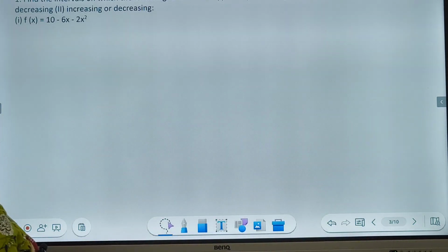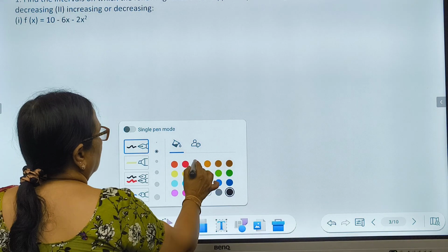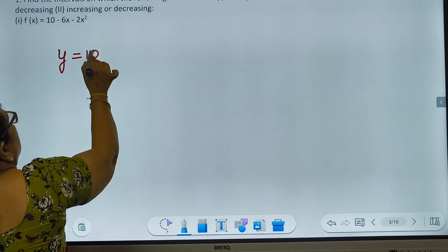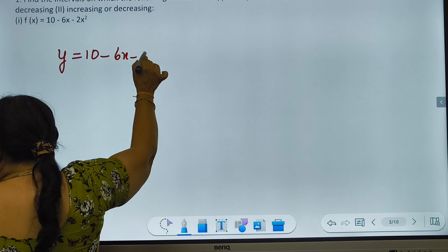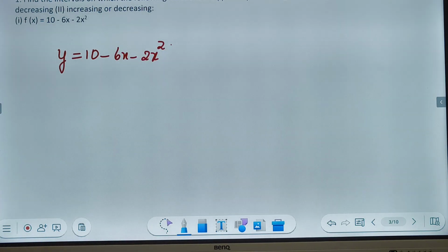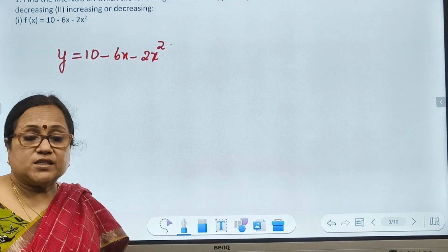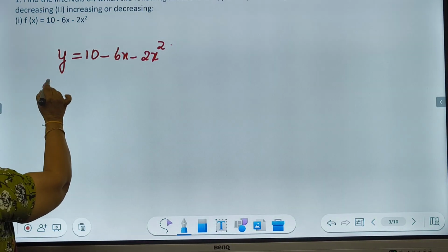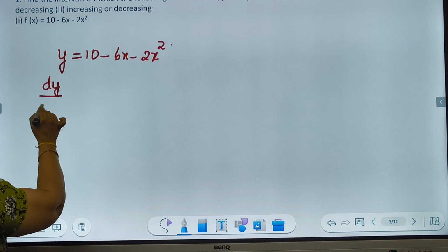Okay, now look at this function. y equal to 10 minus 6x minus 2x squared. Okay, we are going to analyze this function. We are going to find where it is increasing and where it is decreasing. So for that, first let us find dy by dx.